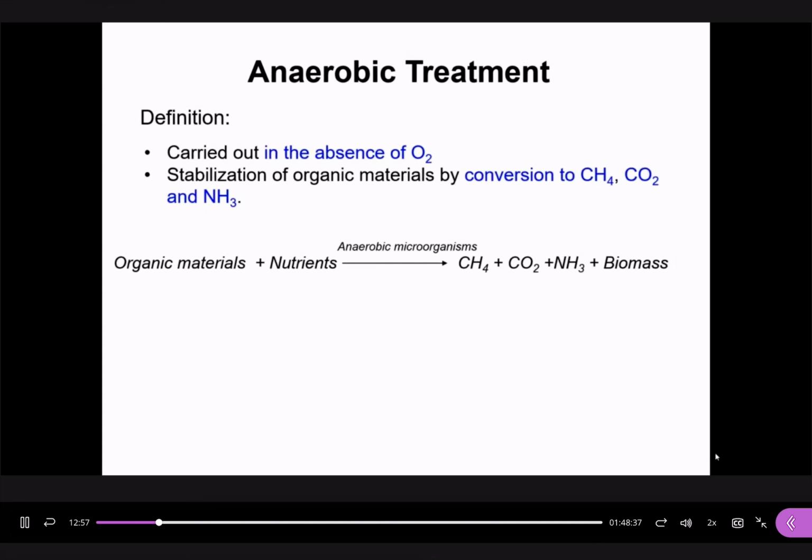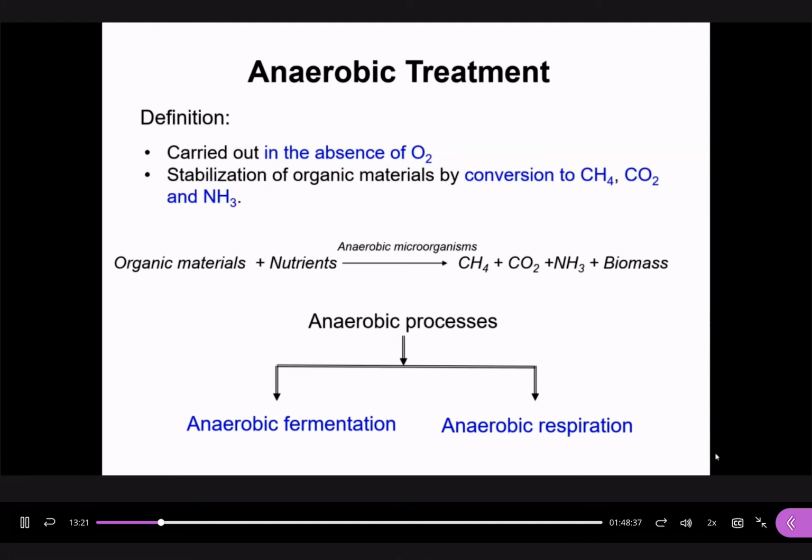Anaerobic treatment is carried out in the absence of oxygen. So no oxygen, right? If you have oxygen, oxygen will compete in the process. It is the stabilization of organic materials by converting them to methane, CO2, and ammonia. If we write them into an equation, it will look like this: organic materials plus some nutrients. So you also need nutrients: iron, manganese, cobalt, etc. And very importantly, we need anaerobic microorganisms.